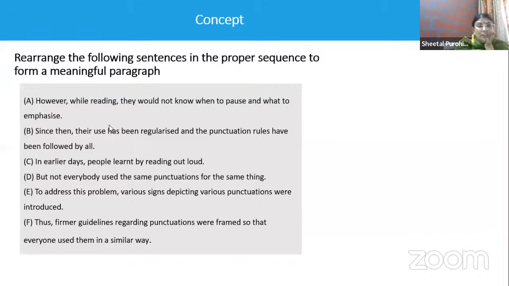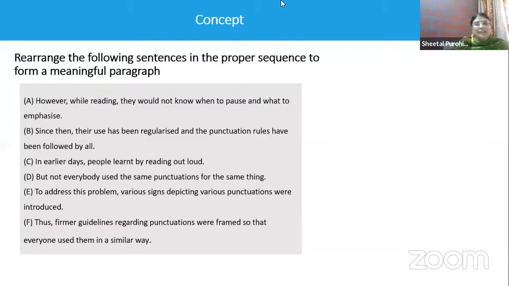So what will be the first sentence? First one is saying C. Okay, so I get the answer as C. Some are saying F. Now, F cannot be the first sentence because it says thus. Thus means it's a conclusion.